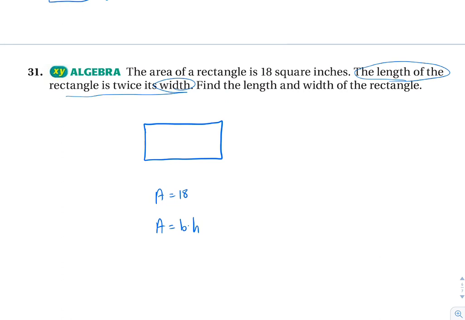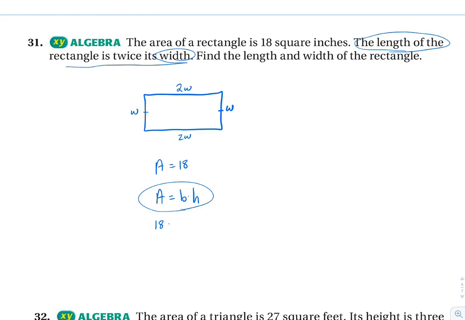So if I call one of these W, there's a rectangle, so the opposite sides are the same. Instead of saying length, right, I could put length here, but that doesn't help me. Now, what's length times width? I don't know. Instead, it says the length is twice the width. So instead of writing a free variable of length, I'm going to say I could express the length as twice the width. And twice the width. And now when I look down, I go, well, area is base times height. So area I know is 18. The base is 2W times the height is W.